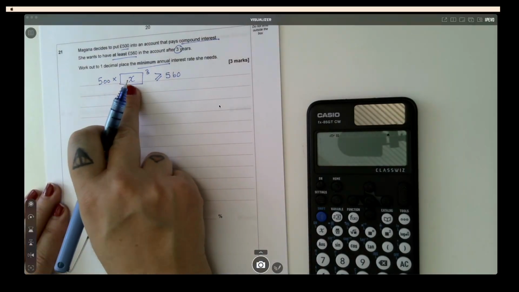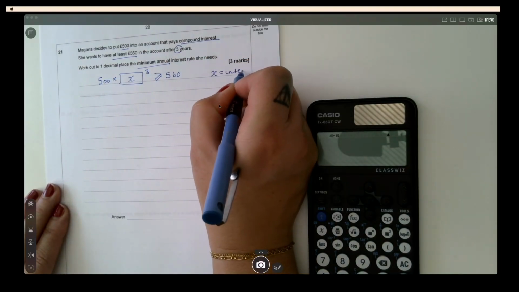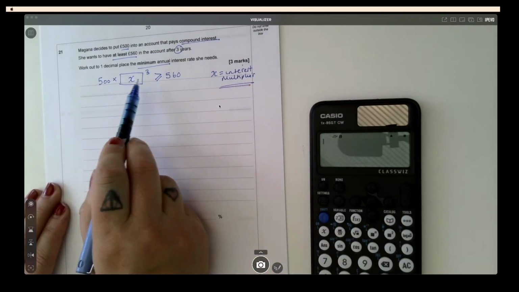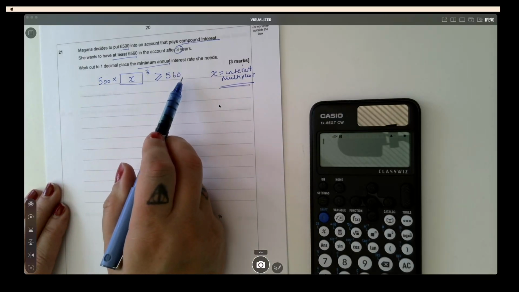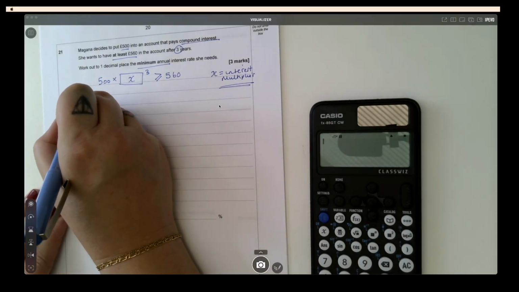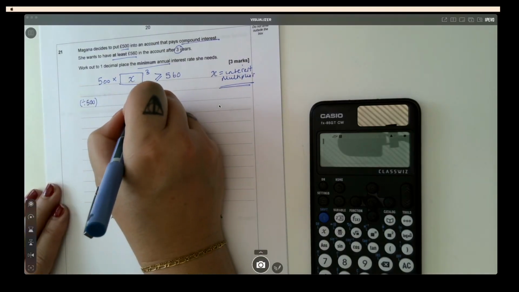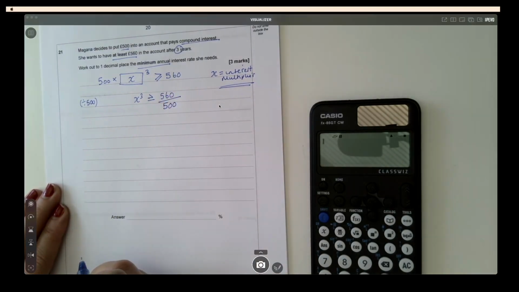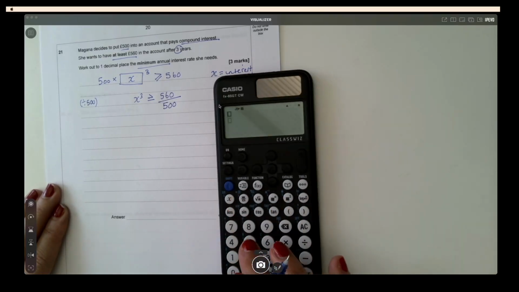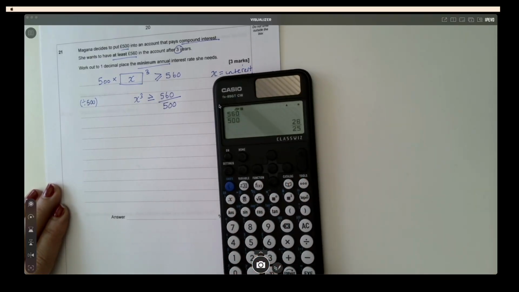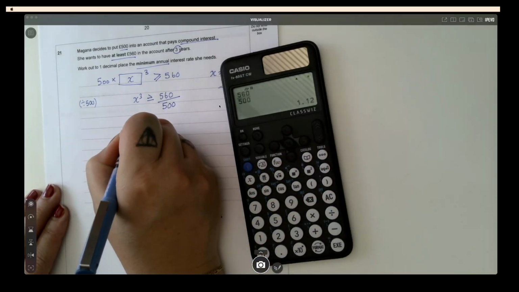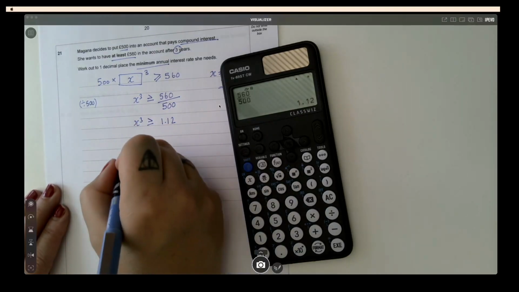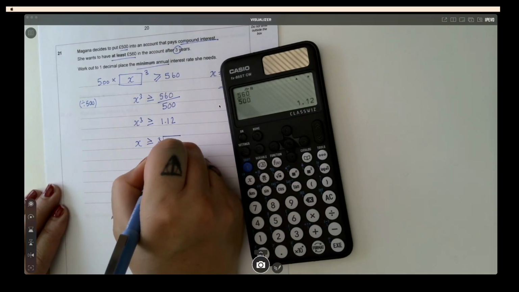So 500 multiplied by x cubed, remembering that x is our interest multiplier, is greater than or equal to 560. Let's divide both sides by 500. So x cubed is greater than or equal to 560 over 500, which is 1.12. So let's figure out what x should be. It's greater than or equal to the cube root of 1.12.